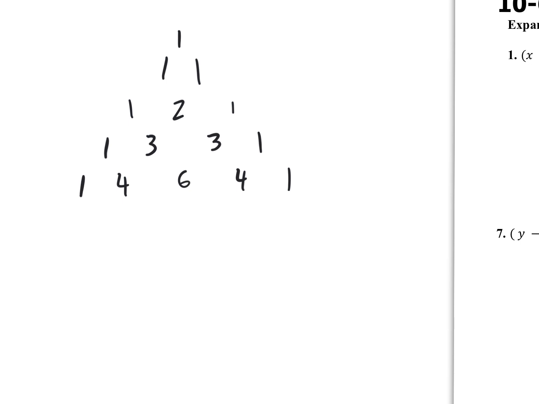And of course, we need to think the power of 0, the power of 0 gives us 1. Anything to the power of 0 is 1. The power of 1 tells us to use this row. Power of 2, use that row. Power of 3, use that row. Power of 4, that's the one we have right here, 1, 4, 6, 4, 1.